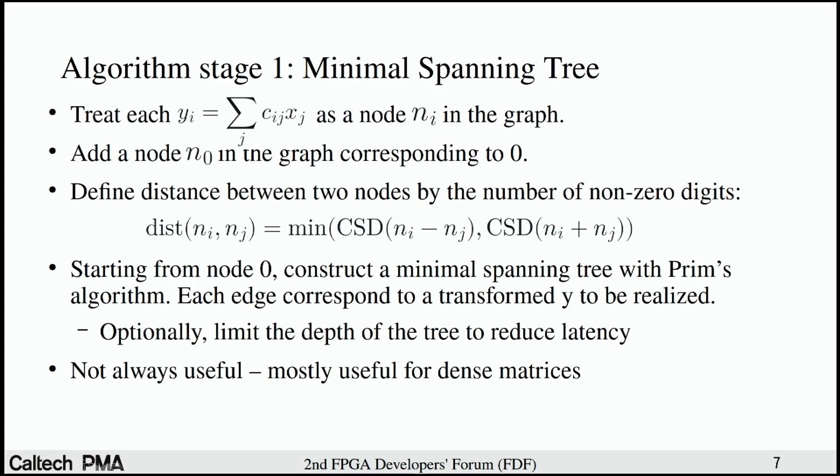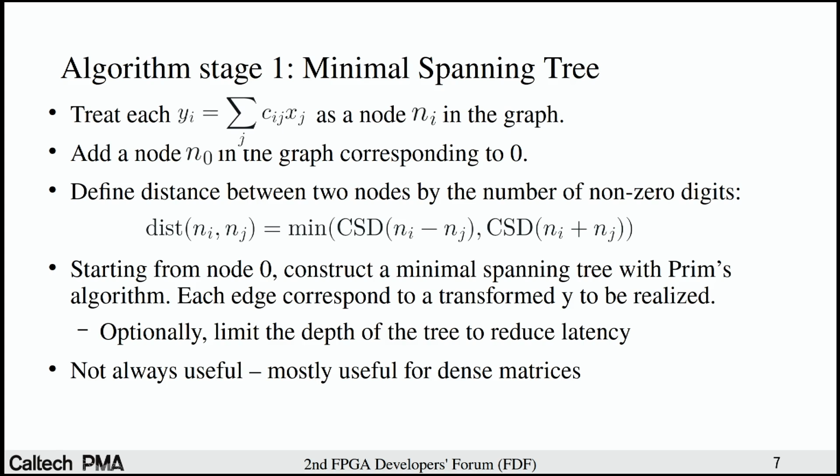So first, we represent the constant matrix in this form, and then for each representation, we put the representation as a node in a graph, and we also put a node that is 0. That is our starting point. So we start with nothing, and we want to reconstruct all the expressions. The trivial one will be to connect 0 to all of your expressions in the graph.